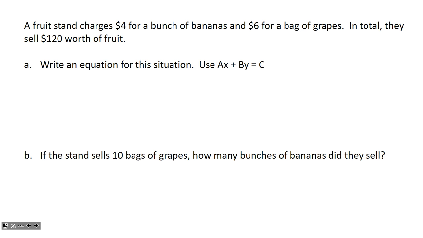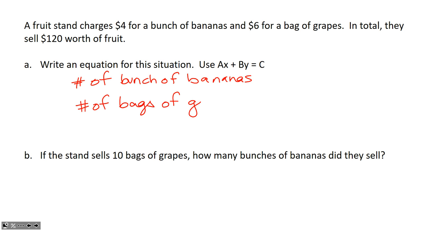Okay, last problem. Another word problem. A fruit stand charges $4 for a bunch of bananas and $6 for a bag of grapes. In total, they sell $120 worth of fruit. So we want to write an equation. So what could change, or what do we not know? We don't know the number of bunches of bananas that they sell. We also don't know the number of bags of grapes that they sell. And both of those things are going to affect the total amount of money that they make.